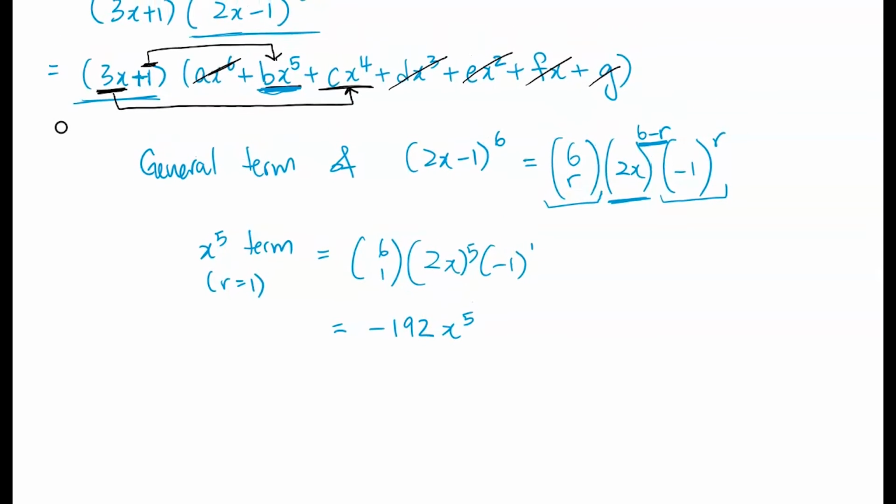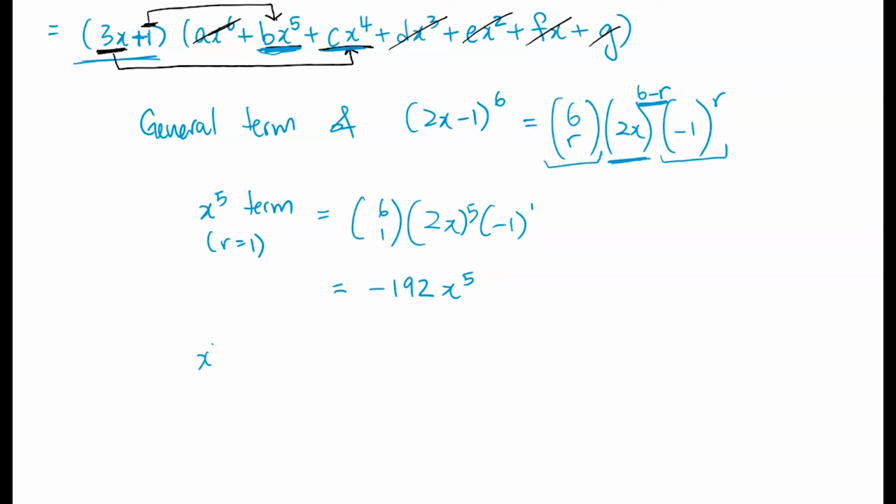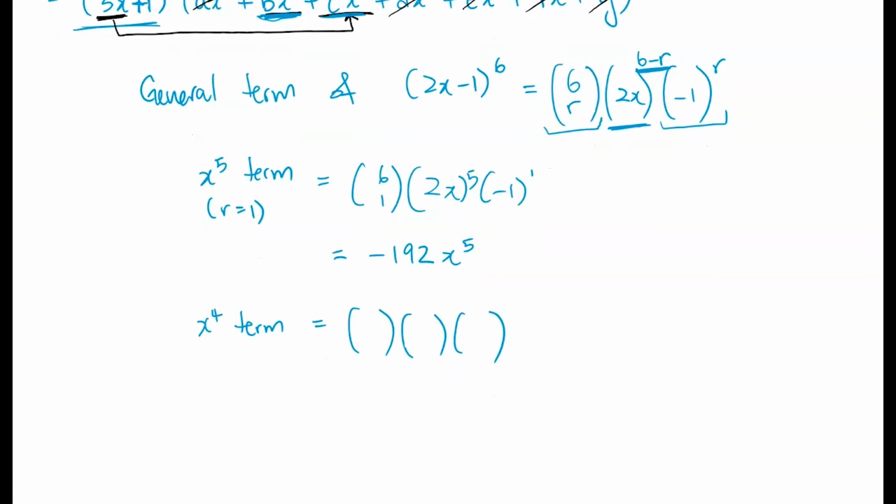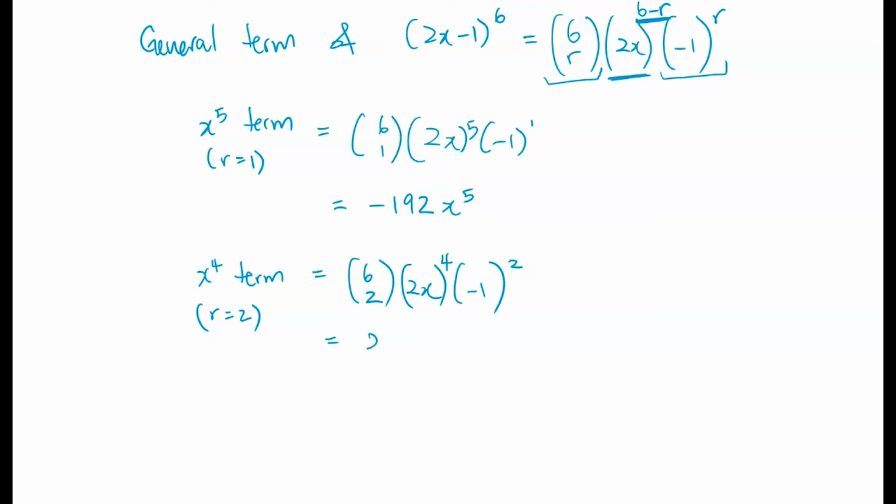The next one, we know we need the x to the power 4 term. So for my x to the power 4 term, can you tell me what is the value of r that we need? We need r equals 2 because we want this one here to be 4. So r equals 2. So that is 6 choose 2, 2x to the 4, negative 1 to the 2. If you simplify this, you are going to get 240 x to the power 4.